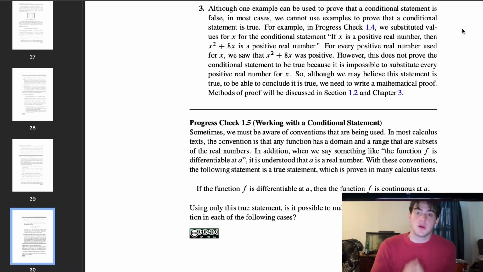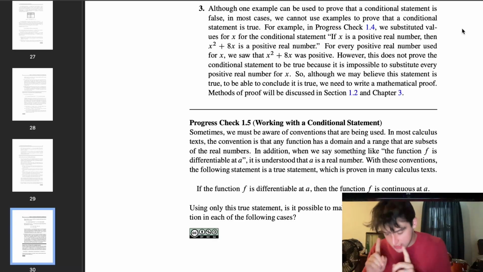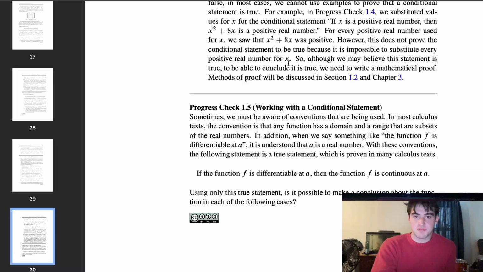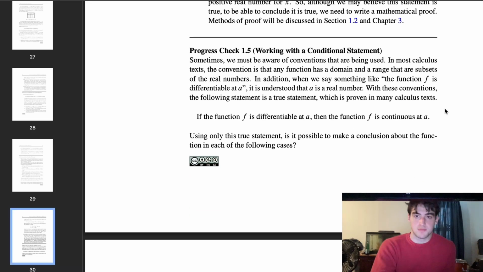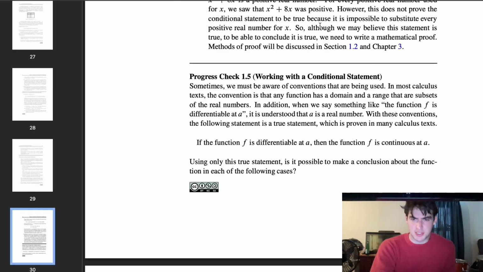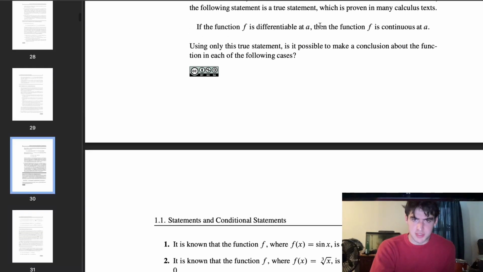Methods of proof. So if you get a counterexample for a conditional statement, you can prove it false. But if you get a true statement for an example, that doesn't necessarily mean that you are proving it to be true. Methods of proof will be discussed in section 1.2 and chapter 3. Awesome. Wait, section 1.2? Have we not gotten to? Yeah, we're still on 1.1.